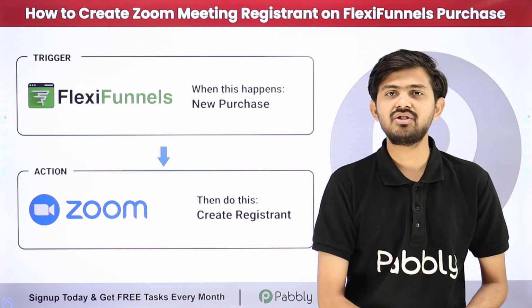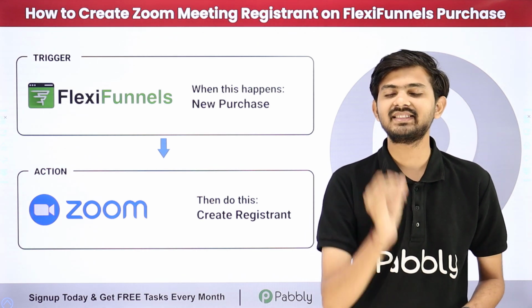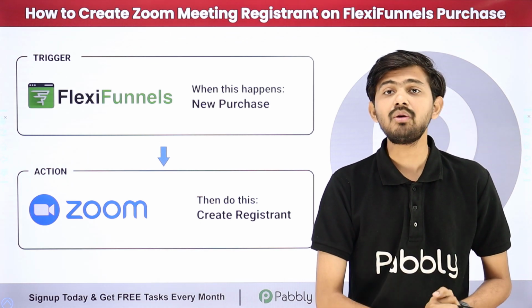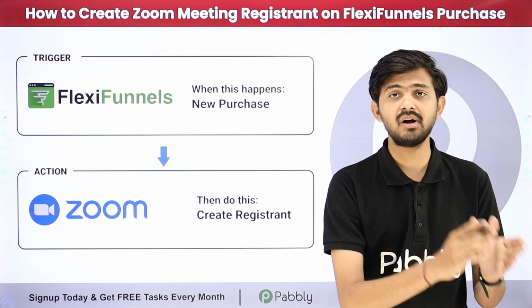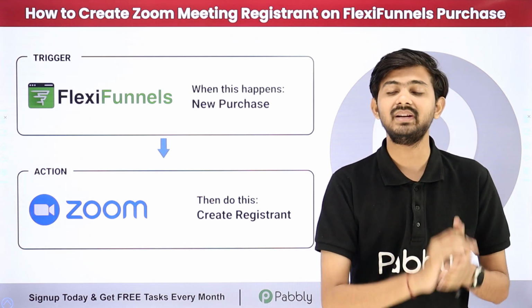So I'm a coding teacher and I'm selling my courses through FlexiFunnels. Now what I want to do is that whenever I receive a new purchase through FlexiFunnels for my course, then automatically, by using all the details of the purchase and my customer, I want to create a new registrant in my Zoom meeting.